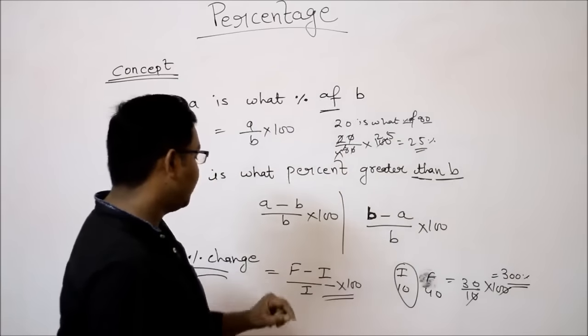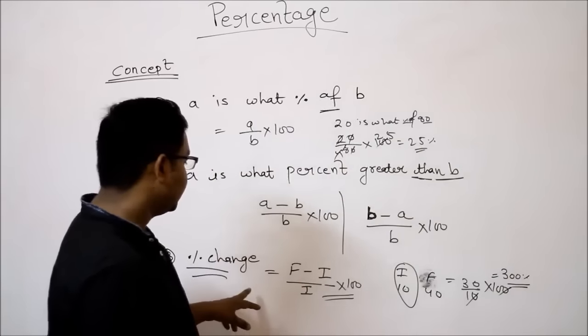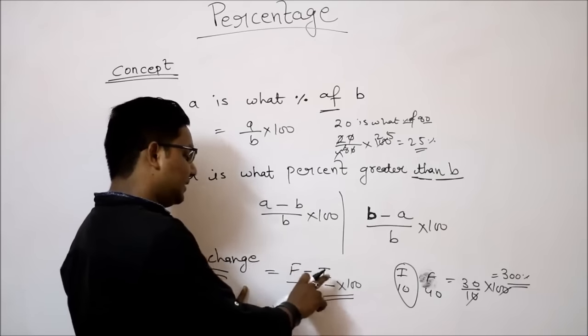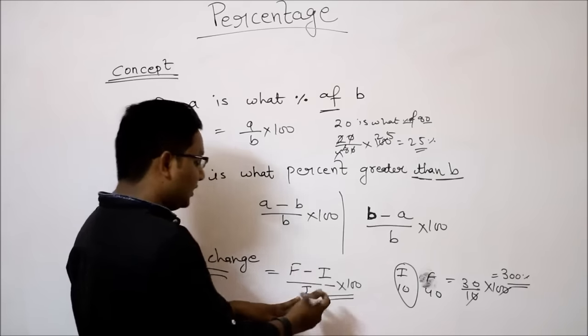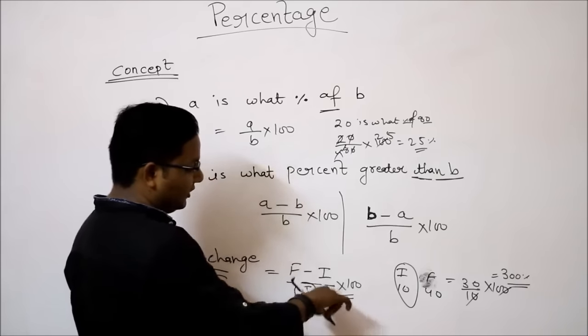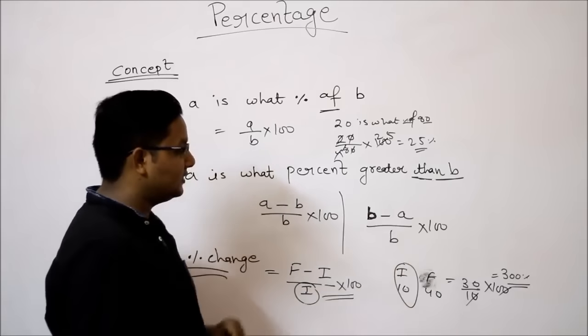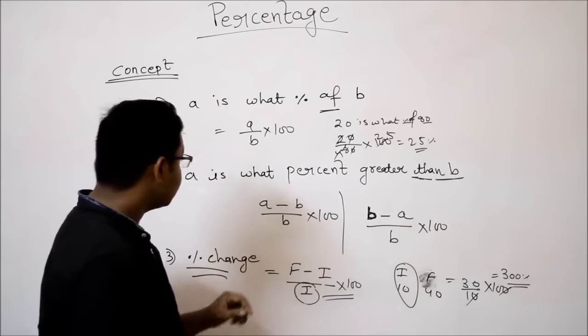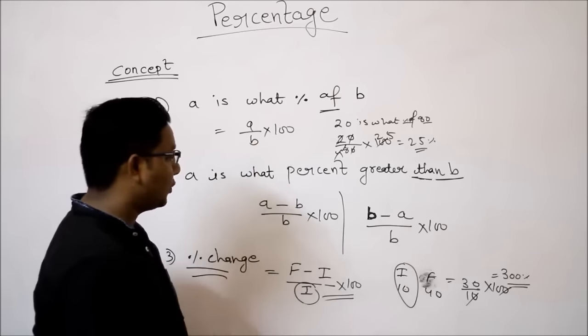So this you have to remember. The percentage change formula is final value minus initial value upon initial value into 100. Here the example we are getting is 300%. So these three are the important concepts.